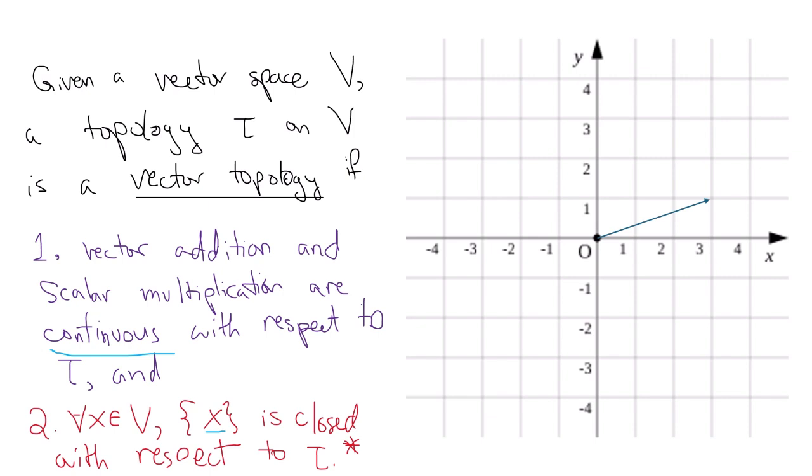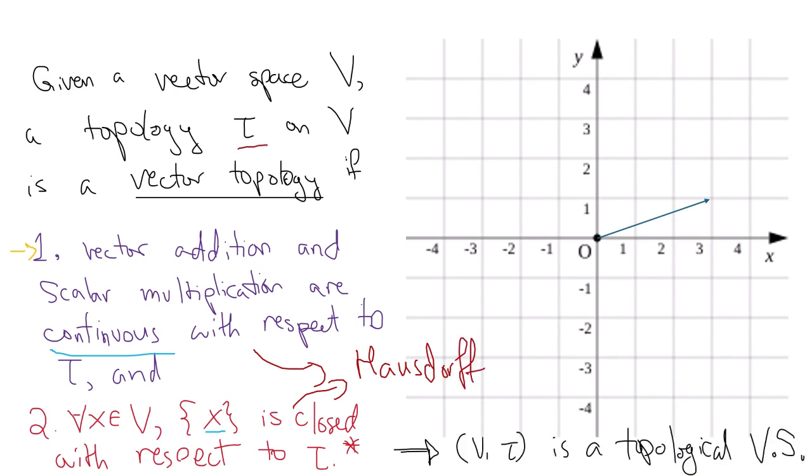I made a little asterisk there because this isn't always included in the definition of a vector topology. For example, Wikipedia's definition only includes 1 here. However, the benefit of having both of these is that it turns out 1 and 2 are sufficient to show that your vector space V is Hausdorff. And when we give V this topology, we call V a topological vector space.